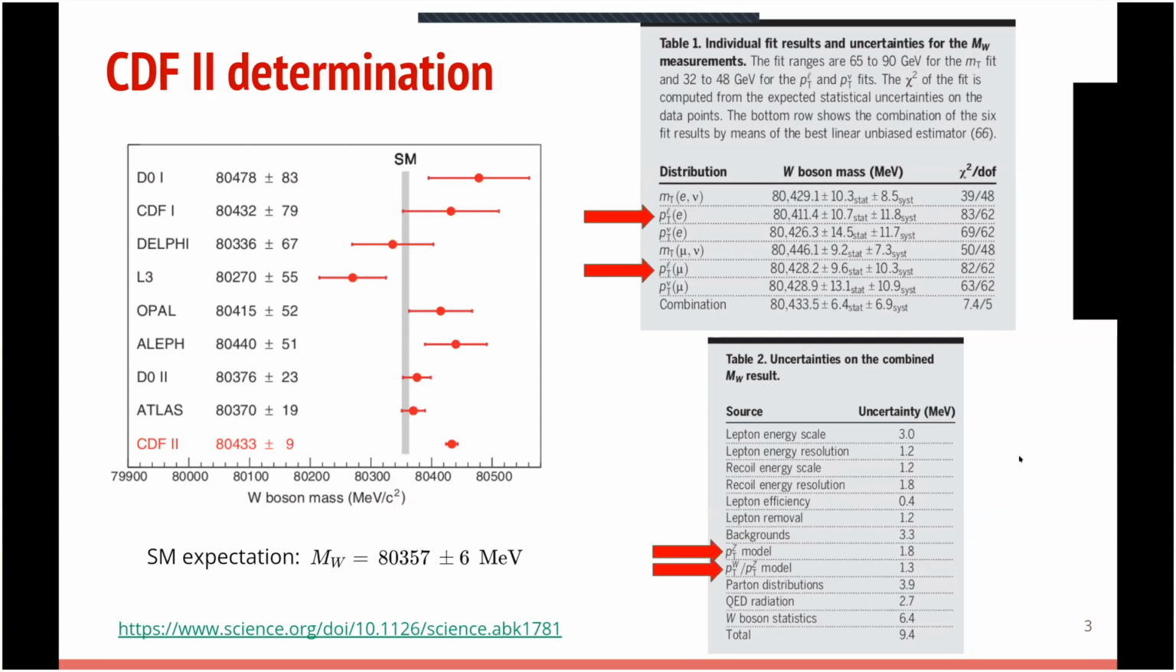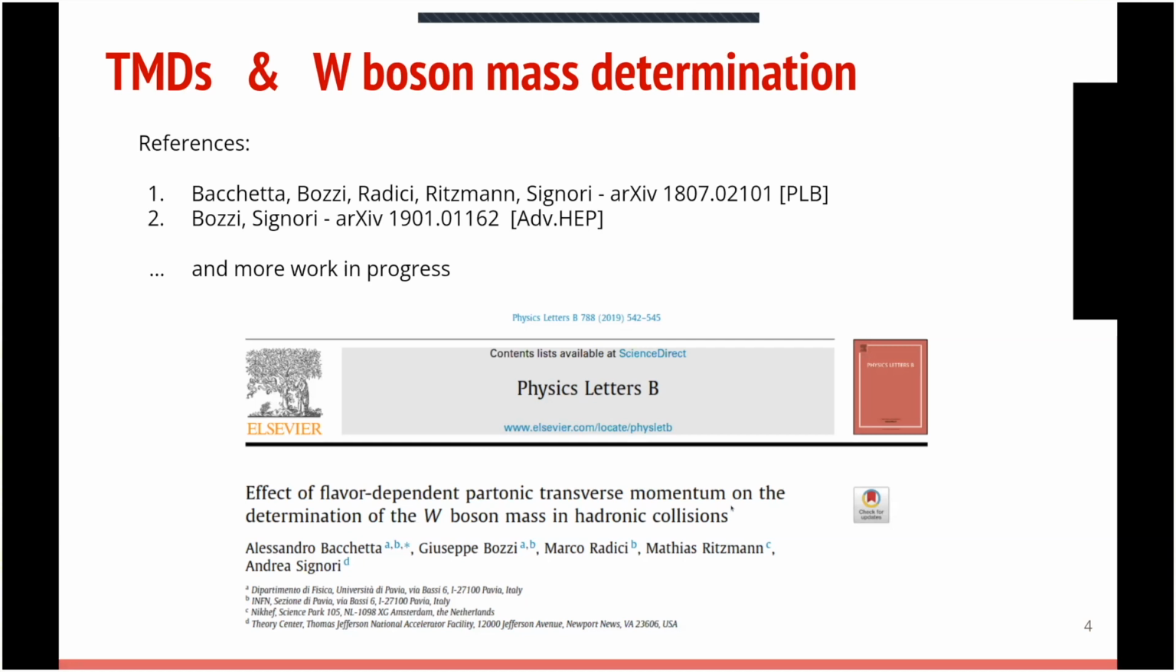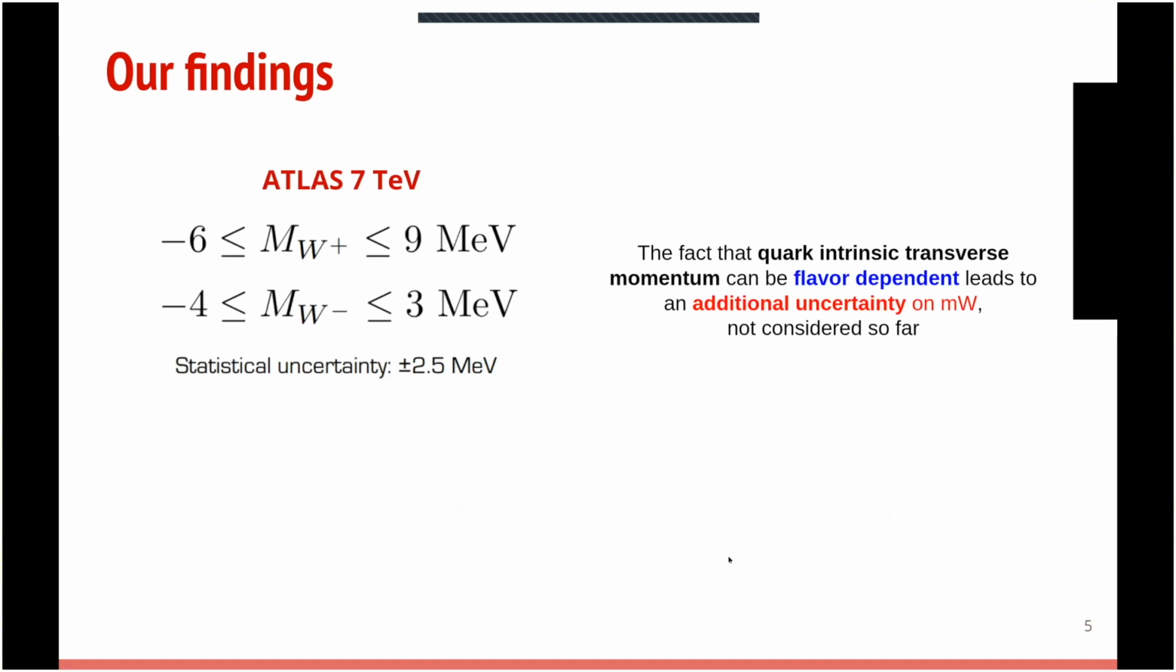can we understand if these uncertainties are actually underestimated or not, given the fact that the TMD PDFs can be flavor dependent? You can find the answer to this question in a couple of papers that we published in 2018 and 2019. The analysis was performed together with my collaborators, Alessandro Bacchetta, Giuseppe Bozzi, Marco Radice, and Matthias Ritzmann. Our finding is that, based on the kinematics of the ATLAS experiment at 7 TeV, which is the kinematics where we did our exercise, there is an additional uncertainty which has not been considered so far on the determination of the W boson mass, that arises from the fact that the quark intrinsic transverse momentum can be flavor dependent.